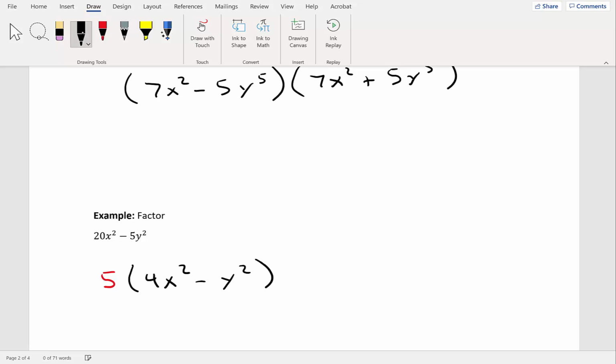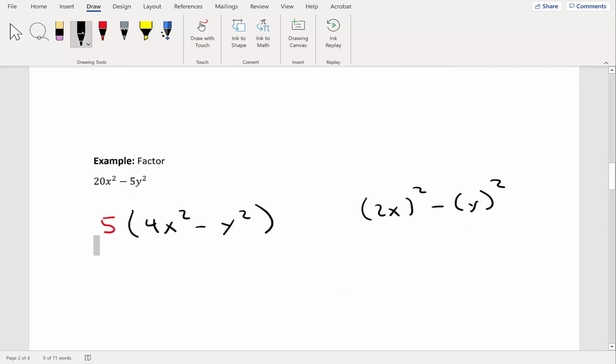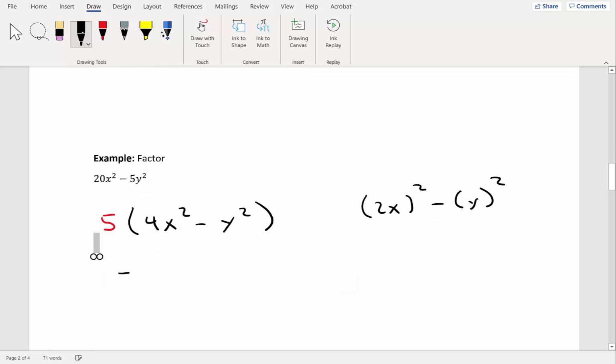So now what I have left over in the parentheses, I can rewrite as some term raised to the second power minus some other term raised to the second power. I could rewrite it as 2x raised to the second power minus y raised to the second power. So to continue, we still have our 5 in the front. That was our GCF that we factored out. And now inside the parentheses, that binomial factors into 2x minus y and 2x plus y.